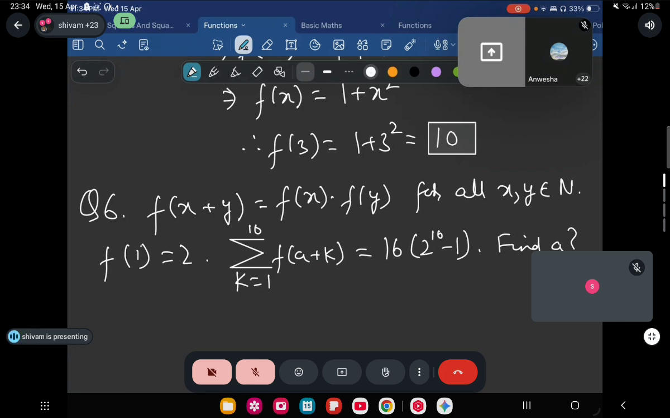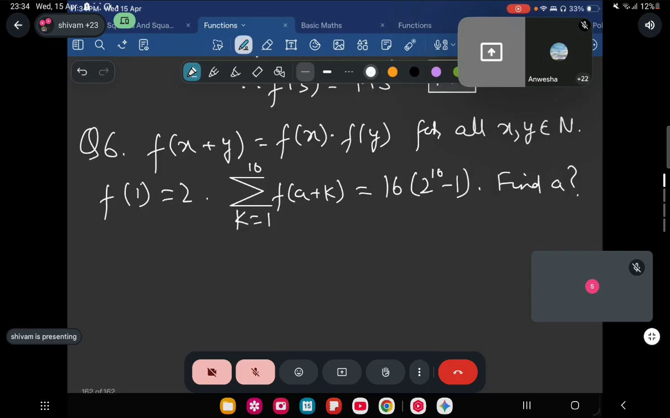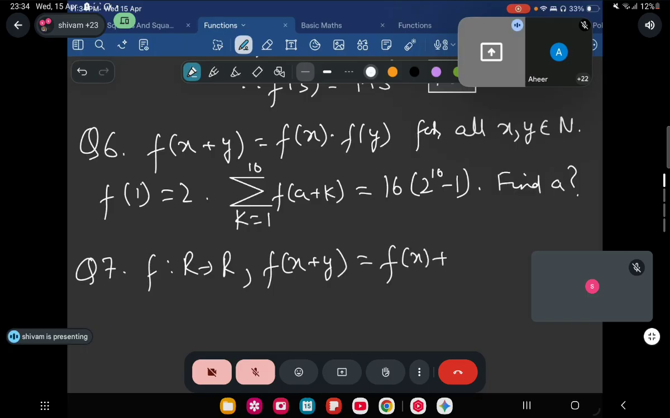Solve. Okay, another type. In 2025, probably 2025 only, I guess, or 2024. I'll give that question as homework. F maps R to R. Okay, another variation of this kind of problem, everyone pay attention. F of x plus y is equal to f of x plus f of y in this case, for all x, y belongs to natural numbers.